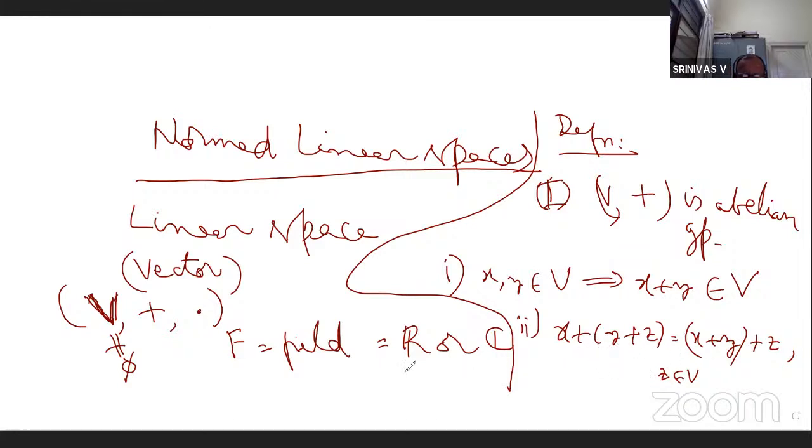And then we want the third property, that there should be an identity element, a 0 in V such that x plus 0 is equal to 0 plus x is equal to x for all x coming from V. If we have a 0 satisfying this property, we say 0 is the identity with respect to addition, called the additive identity. This should be true for each and every x coming from V.